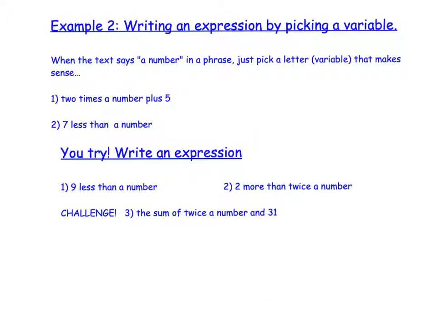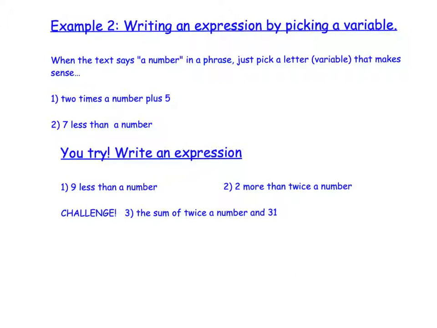In this example, we're going to talk about writing an expression by picking a variable, because very often in the translations they'll just say a number, and that can really confuse kids. But it's confusing because you are given the choice to pick what letter will represent your number. And sometimes you might want a C if you're talking about cats, or you might want to use a B if you're talking about buses. In this case, they're just talking about a number.